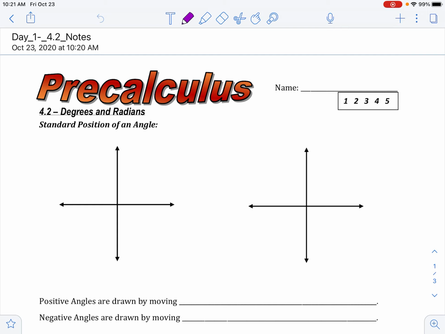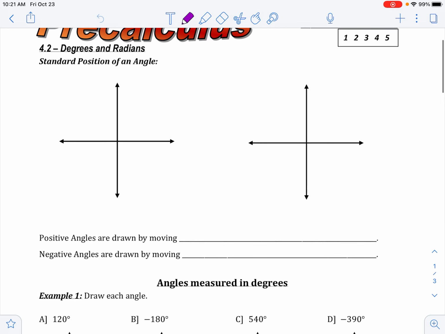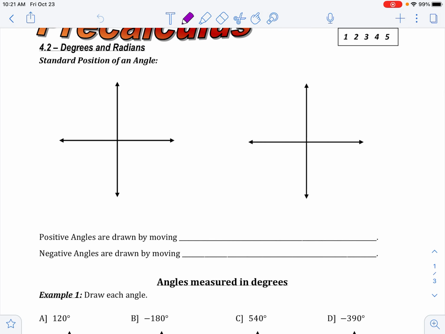So section 4.2 is degrees and radians. So knowing angles in degrees, knowing angles in radians, how to convert from one to another, things like that. Okay, so first off, some vocabulary. First off, we're going to talk about the standard position of an angle.